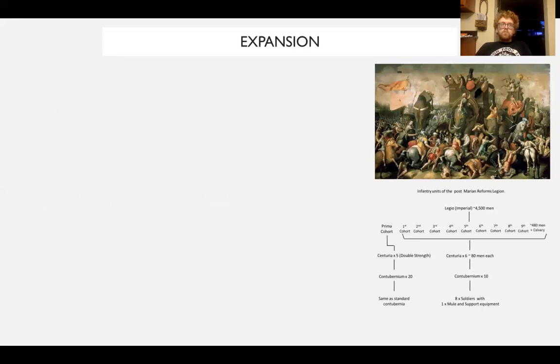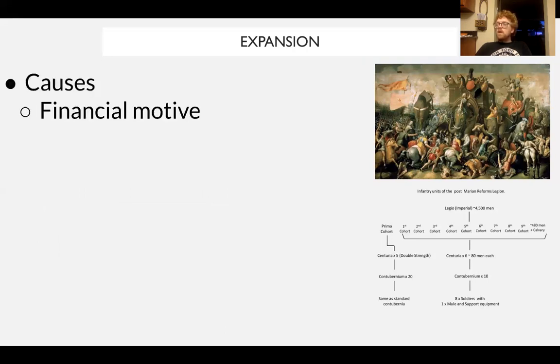Well, we are going to see Rome expand beyond the Italian peninsula. And really, that's because of three reasons. For one thing, there's an extremely lucrative and financially prosperous Mediterranean Sea trade going on. Rome wants to get in on all that.